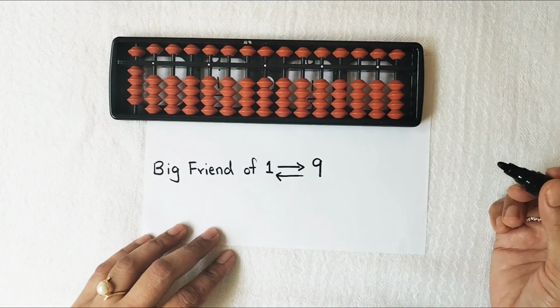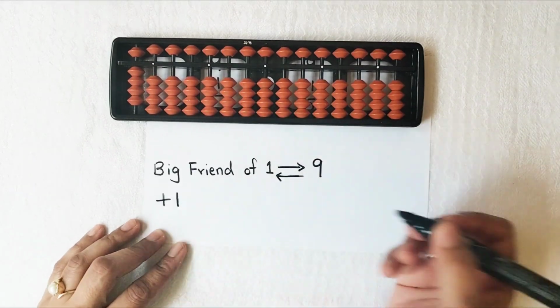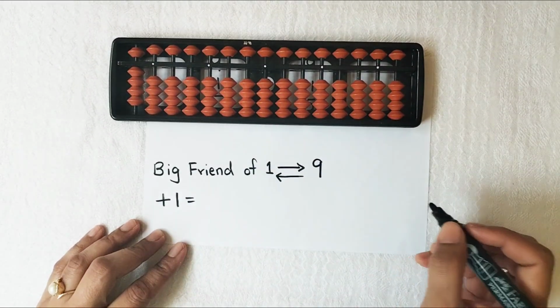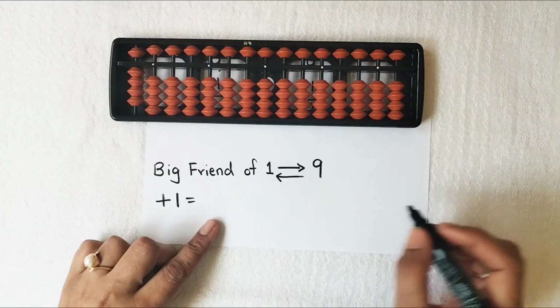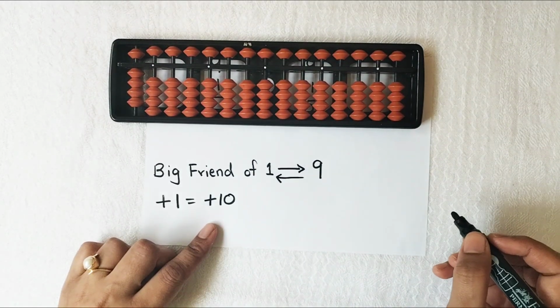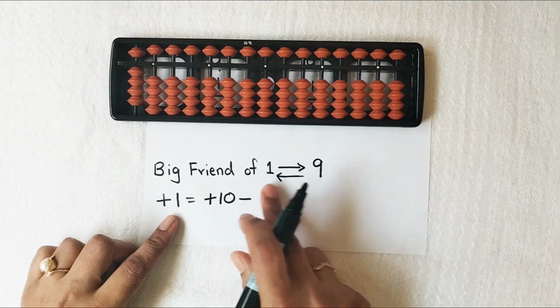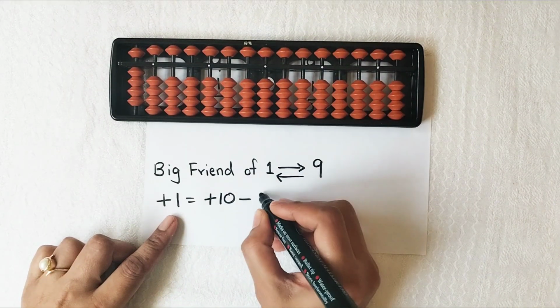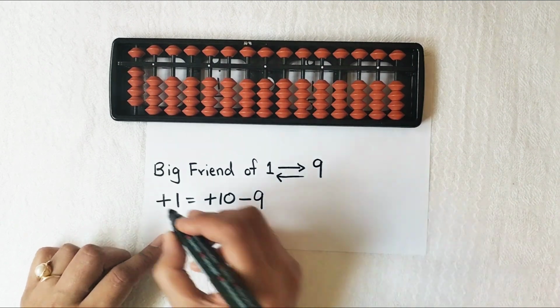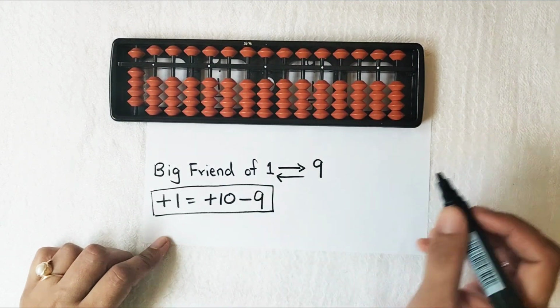Okay, let us write the formula here. To add 1, first we need to plus 10. We need to add the boss. Plus 10 and less the friend of 1. Who's the friend of 1? 9. So here we got the big friend addition formula of 1.